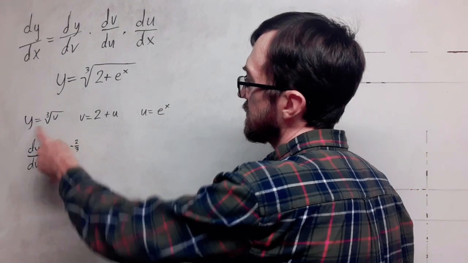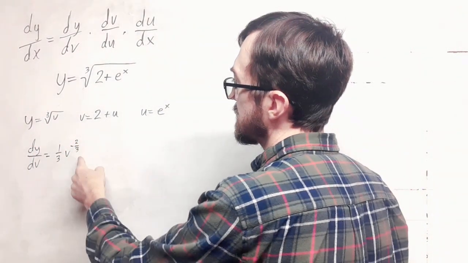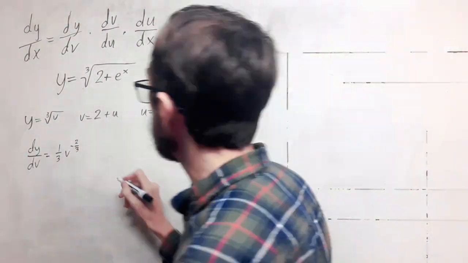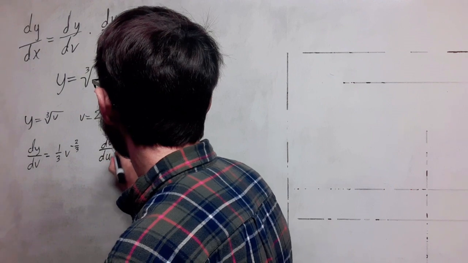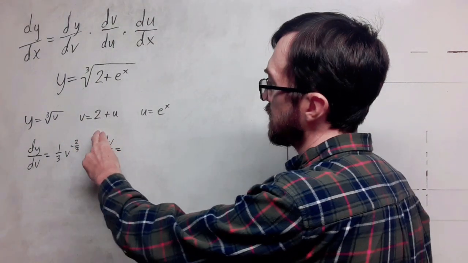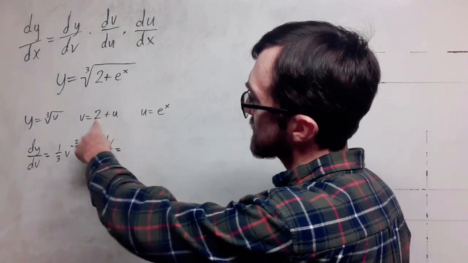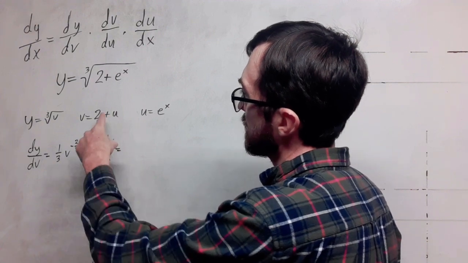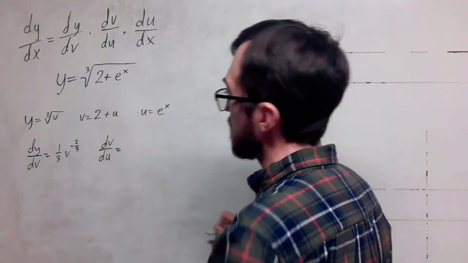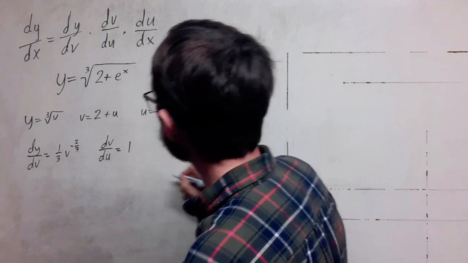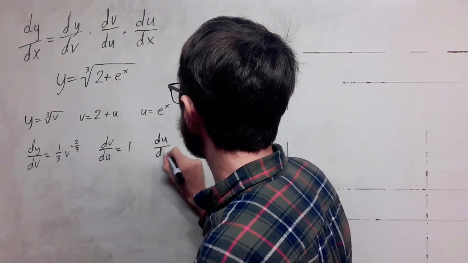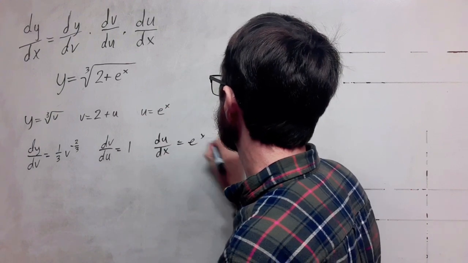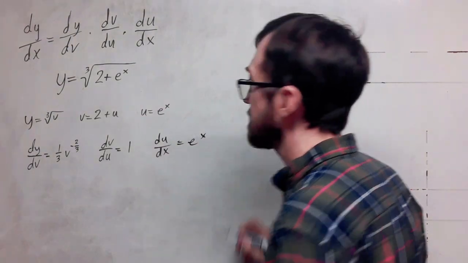So when we take this derivative, we get 1/3 v to the negative 2/3 power. Over here, we are just going to get 1. The derivative of 2 is 0. The derivative of u is going to be 1. And then the derivative of e to the x is just e to the x.